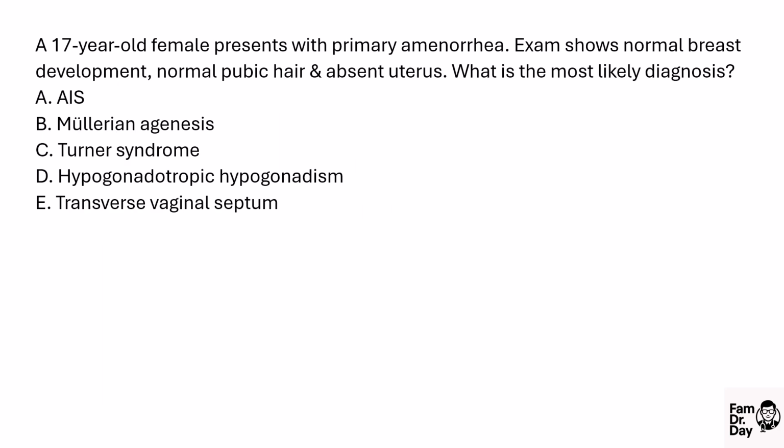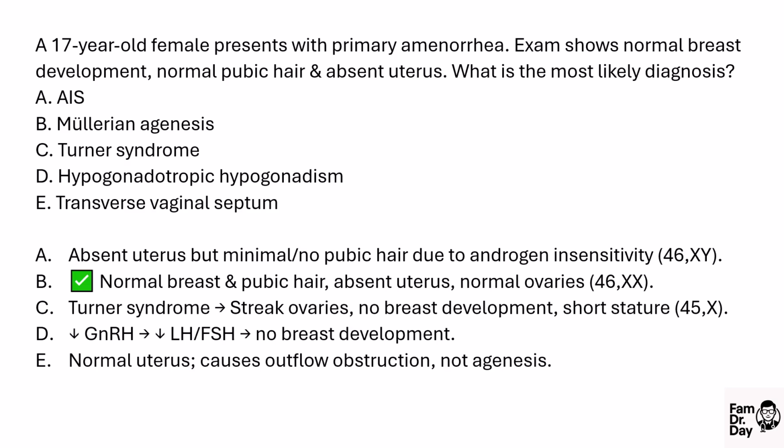Finally, we have a 17-year-old female presenting with primary amenorrhea. Exam shows normal breast development, normal pubic hair, and absent uterus. What is the most likely diagnosis? Is it A, AIS; B, Müllerian agenesis; C, Turner syndrome; D, hypogonadotropic hypogonadism; or E, transverse vaginal septum? And the answer is B.